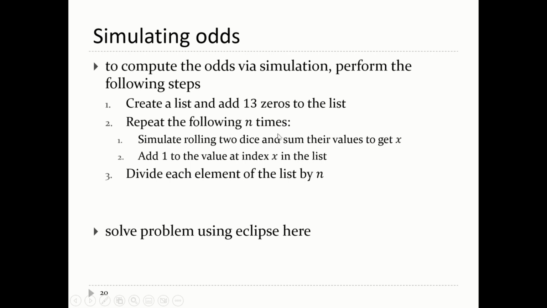And then I'm just going to write a little loop that runs n times. I'm going to roll 2 dice and get their sum. So suppose I get a 5. Then I'm going to go into the list, so at index 5, I'm going to get the current value, which should be 0 at the beginning. And then I'm going to add 1 to it, because I just rolled a 5. So in other words, I'm going to keep count of how many times I rolled the value. And I'm going to do this a whole bunch of times. Then to get the odds, you just divide all the elements by n, the number of times you did the simulation. So let's solve the problem using Eclipse here.